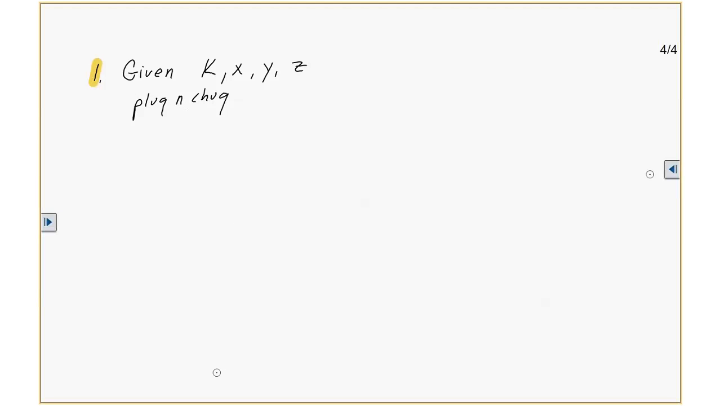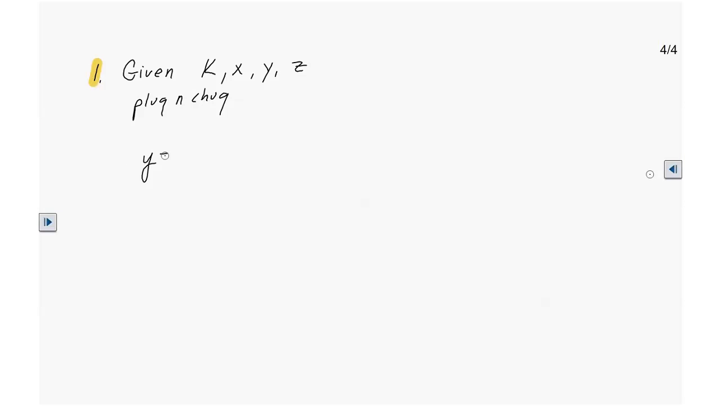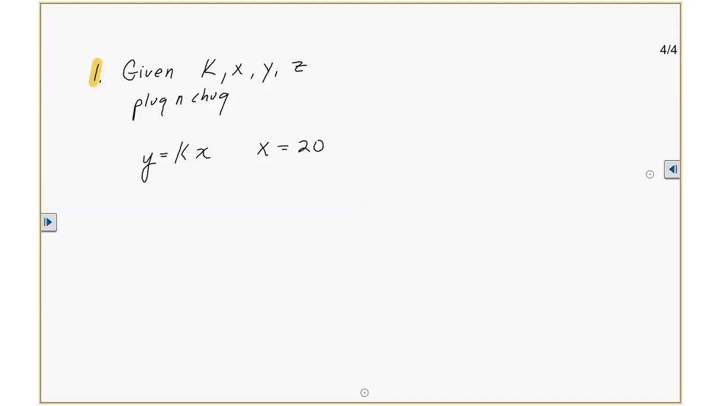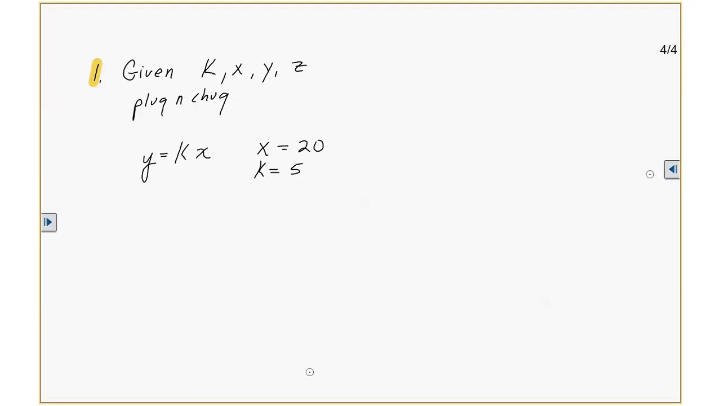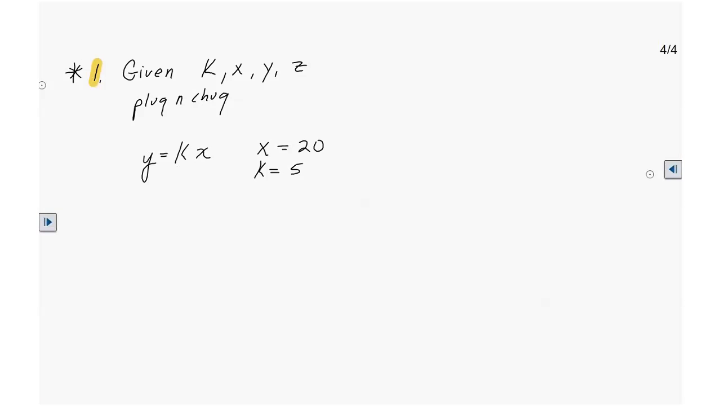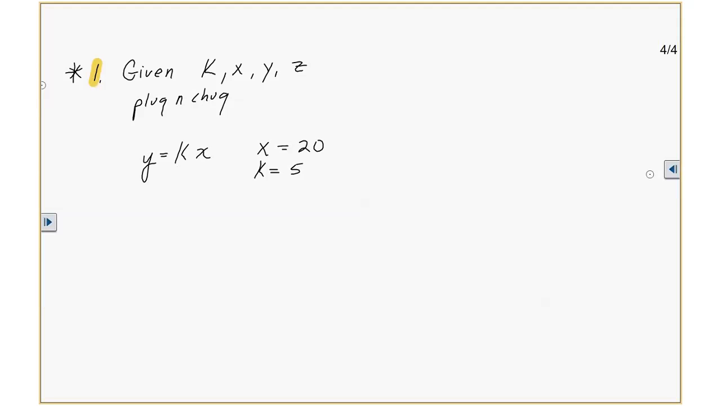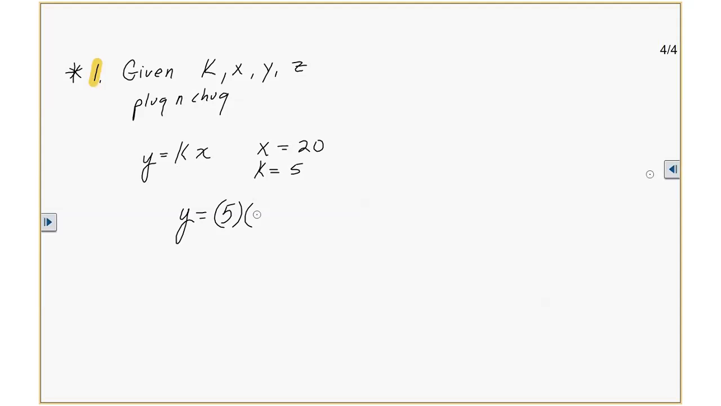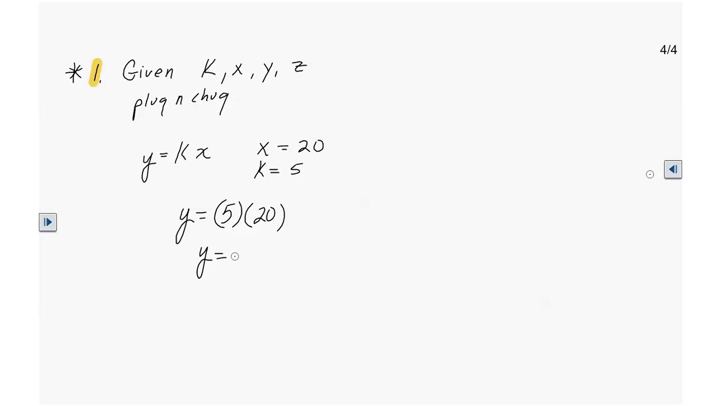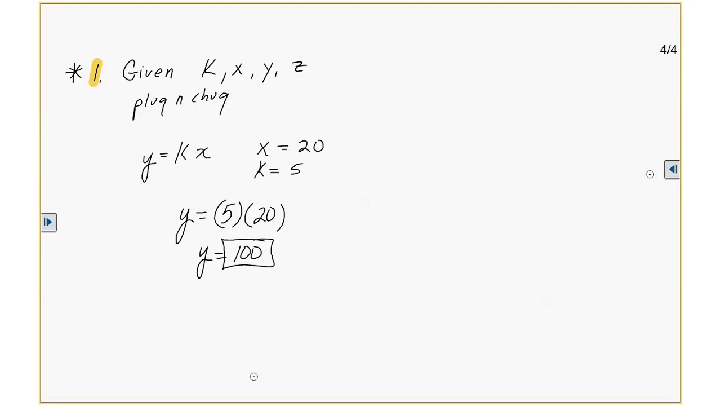In other words, you're going to say Y is equal to K times X, and X is equal to 20. What are you going to do with X is equal to 20 and K is equal to 5? What are you going to do with those two numbers? Plug each other. So the simplest problem is plug each other. Y is equal to K, which is 5, times 20, so Y is equal to 100. That's the simplest question that you'll get in 6.4.